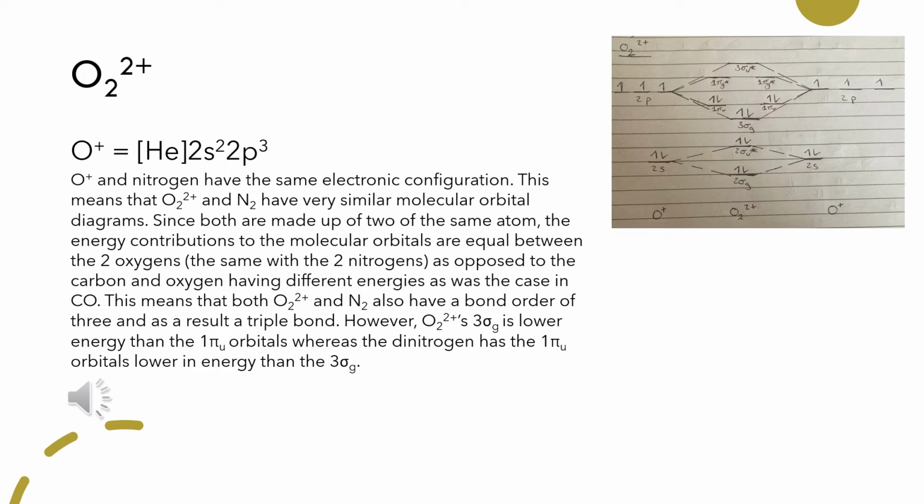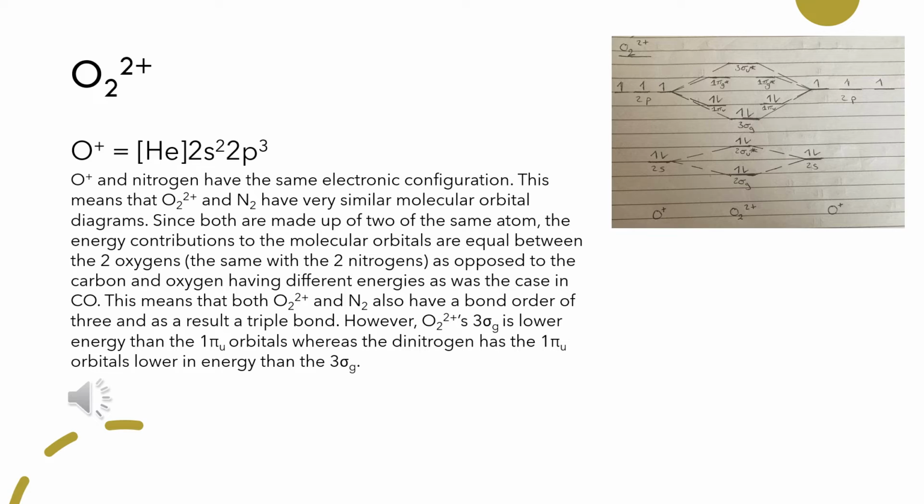Since the O plus ion and the nitrogen atom have the same electron configuration of 1s2, 2s2, 2p3, or helium 2s2, 2p3, the electron configurations for the O2 2+ and dinitrogen molecules will be the same, and as a result, their molecular orbital diagrams will also be very similar, with 4 bonding orbitals filled and only 1 anti-bonding orbital filled.